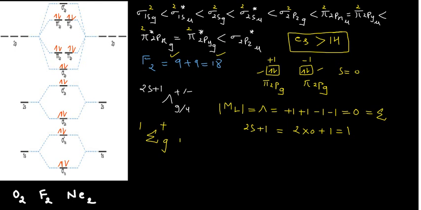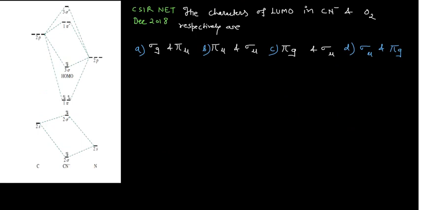So this is how you can determine the molecular term symbol for fluorine. I hope this is quite clear to you. So this example is quite enough. You can practice on your own by drawing the diagram for the others also. I hope this is clear to you. Now moving to the next.